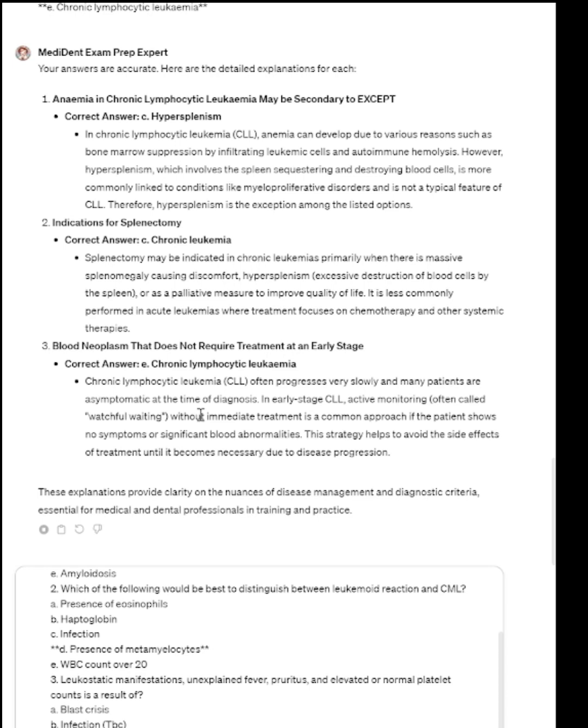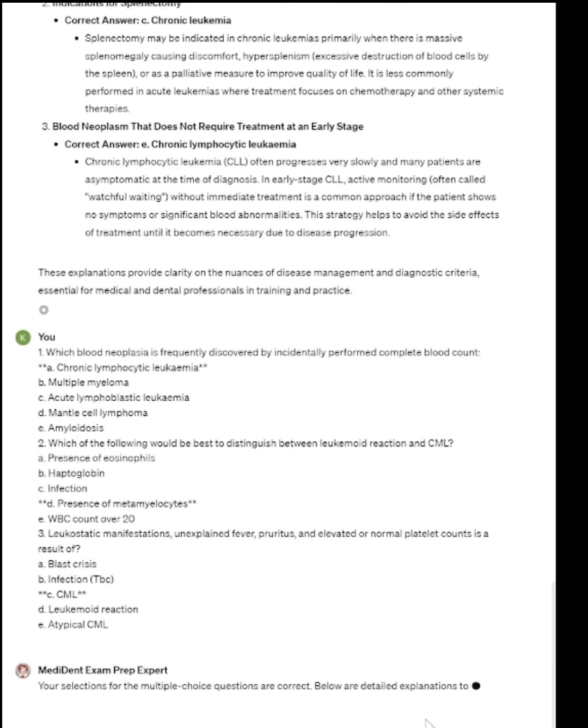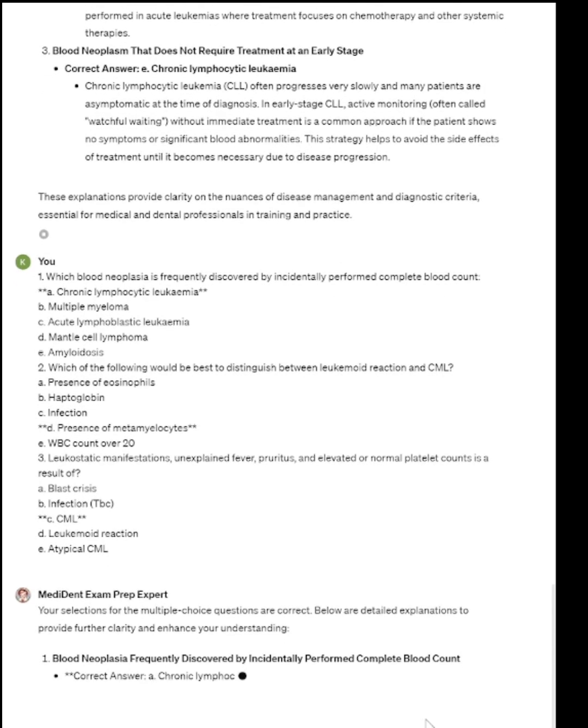In early-stage CLL, active monitoring, often called watchful waiting, without immediate treatment is a common approach if the patient shows no symptoms or significant blood abnormalities. This strategy helps to avoid the side effects of treatment until it becomes necessary due to disease progression. These explanations provide clarity on the nuances of disease management and diagnostic criteria essential for medical and dental professionals in training and practice.